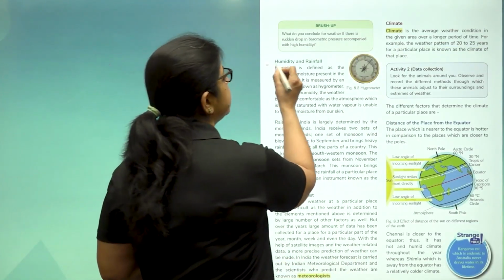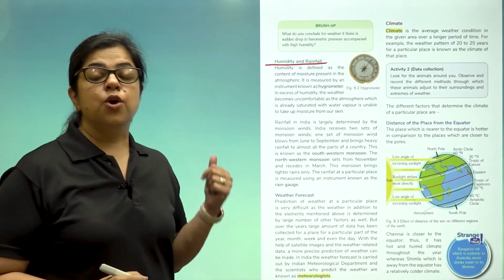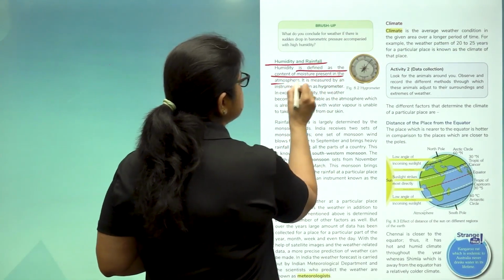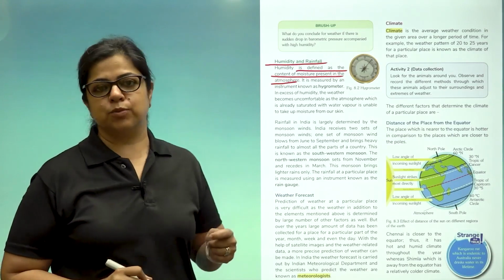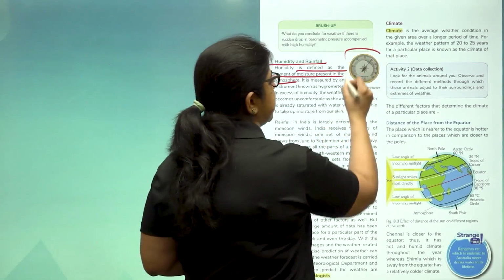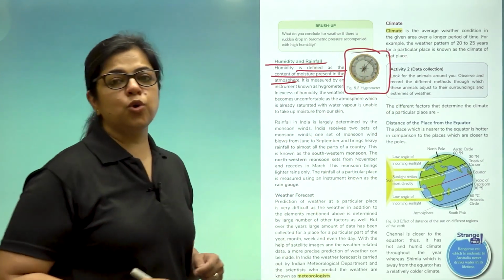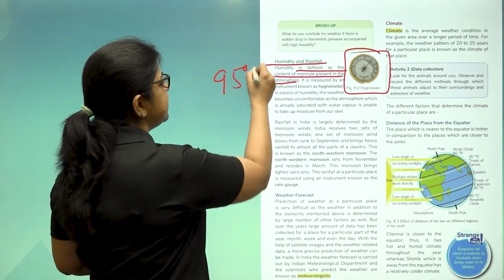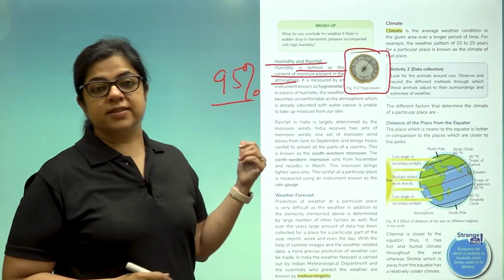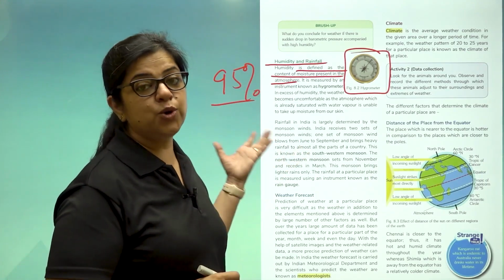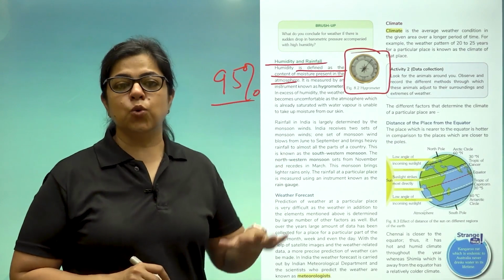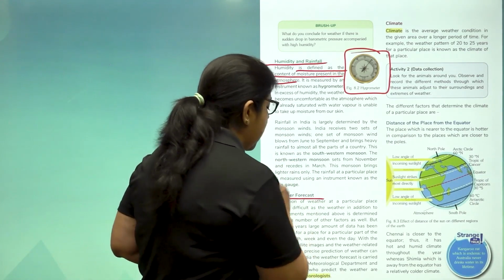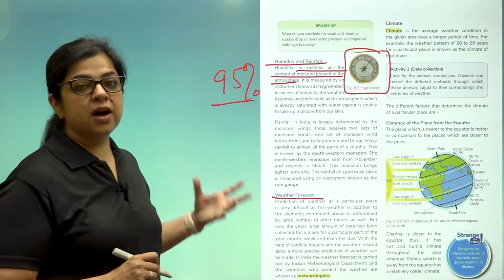Then children, humidity and rainfall. What is humidity? Humidity is the content of moisture present in the atmosphere and it is measured by a hygrometer. Whenever the humidity is 95% or above, there are chances of rainfall and we all know that rainfall cools down the temperature. So children, how is the weather forecasted?